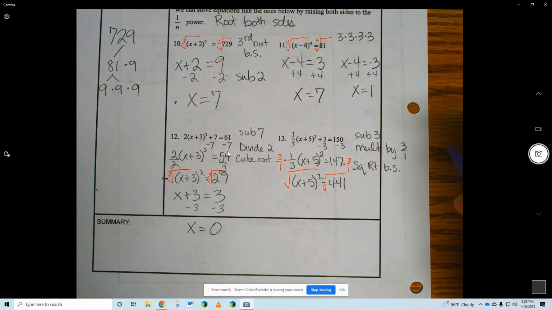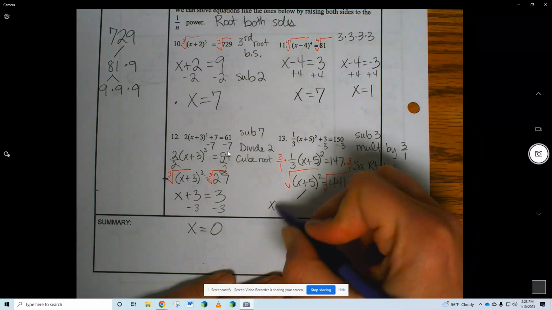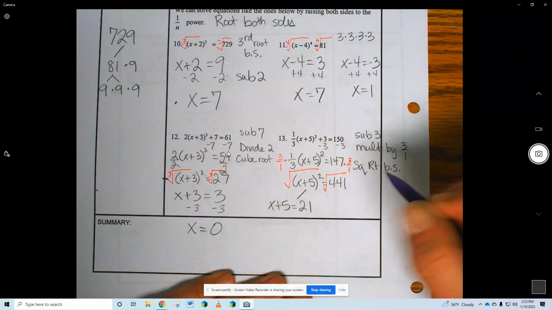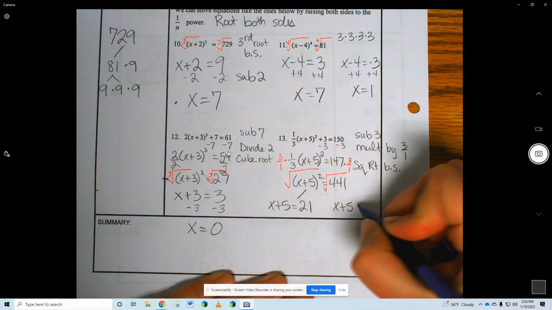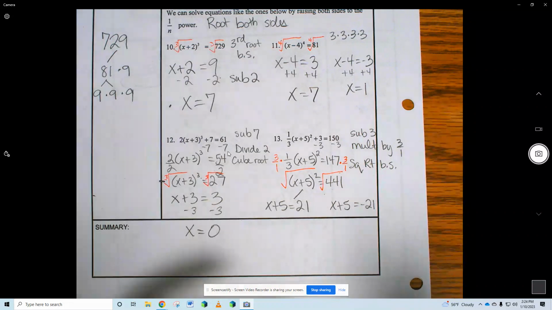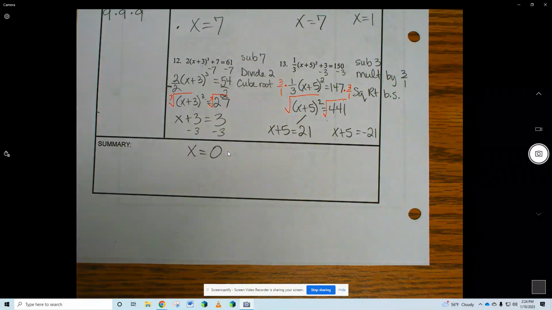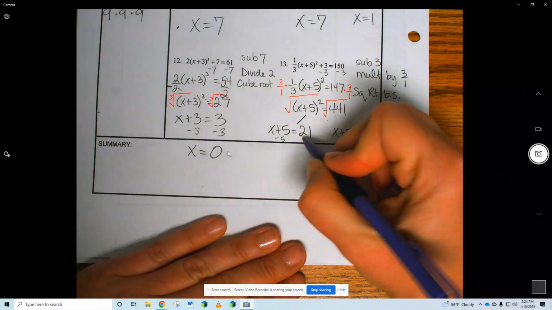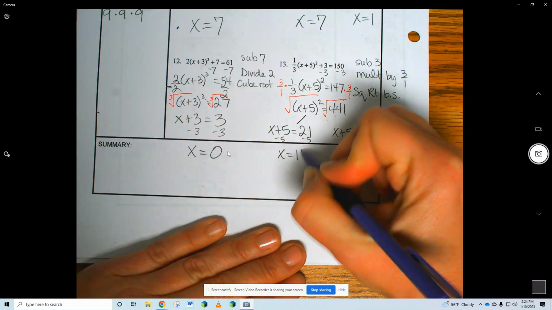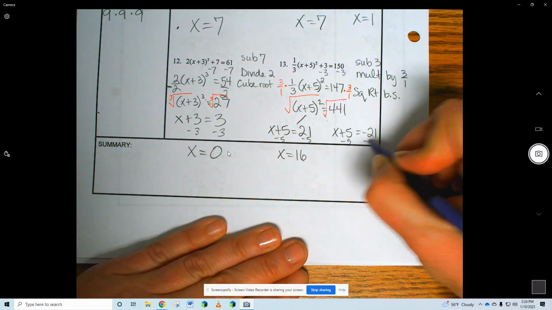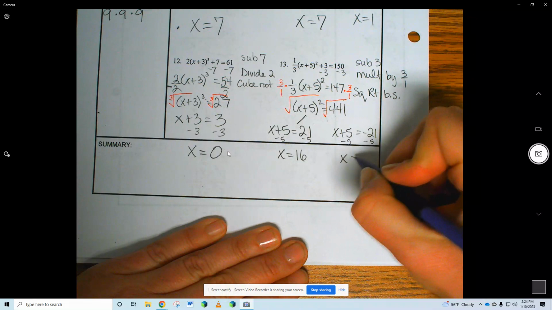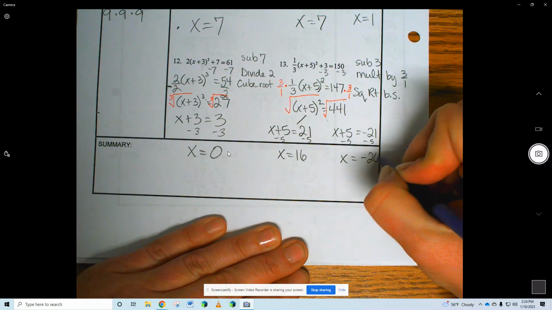Okay. This is going to be a plus or minus 21, since 21 times 21 is 441. X plus 5 equals positive 21. X plus 5 equals negative 21. X is 16. Also, it could be negative 26.